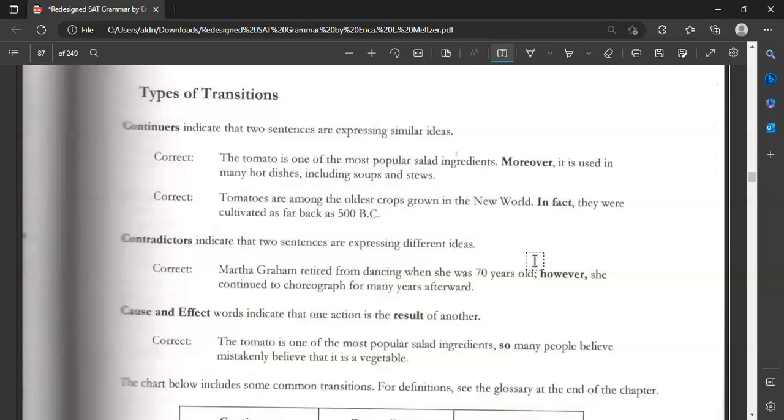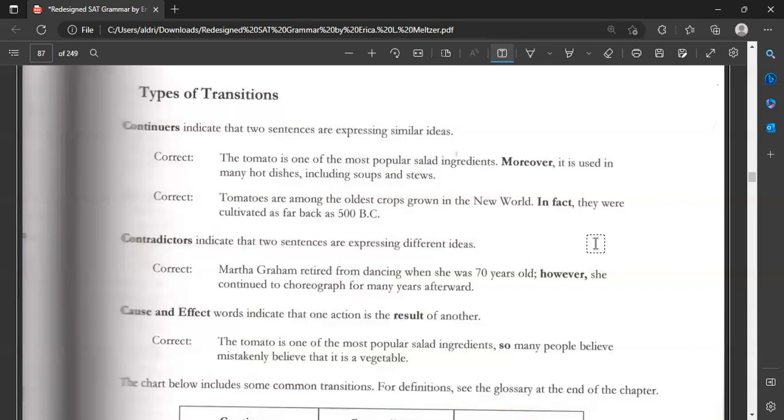So we can use the many types of cause and effect transitions. For example, therefore, consequently, as a result. So for example, let's try using a different cause and effect. The tomato is one of the most popular salad ingredients. Therefore, many people mistakenly believe that it is a vegetable, and that makes sense.